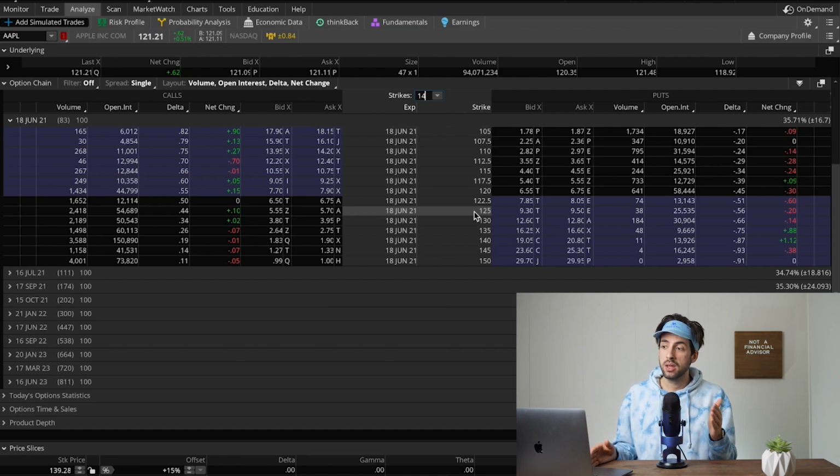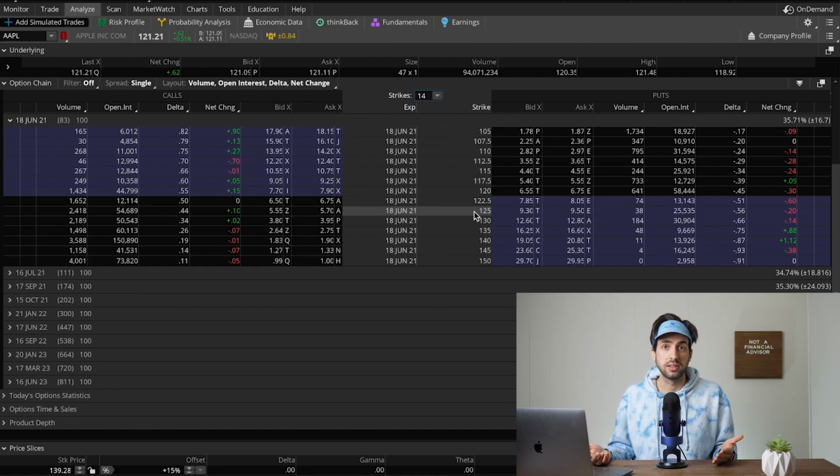So let's say that by June 18th, Apple stock is at like $130. Well, if you were holding this $125 strike price and you held it through the expiration date, you would then have the ability to buy Apple's stock at $125. So that's technically the way that options were designed to be used. However, I don't trade them like this.